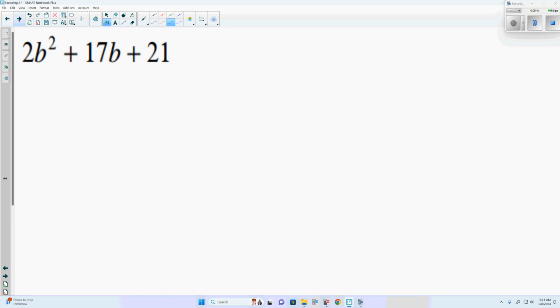Let's look at the next one. 2b squared plus 17b plus 21. Is there a greatest common factor? No. So we'll have our two sets of parentheses with 3 spaces.